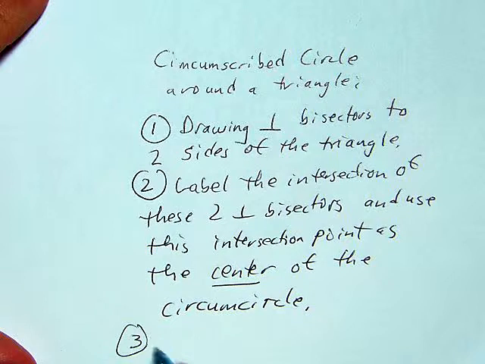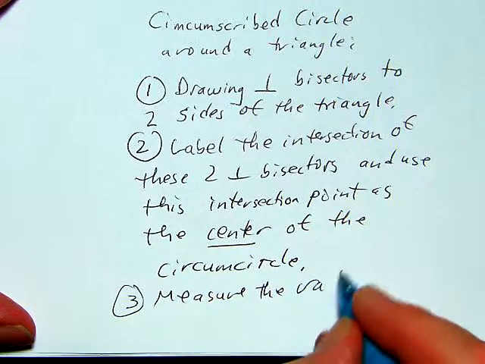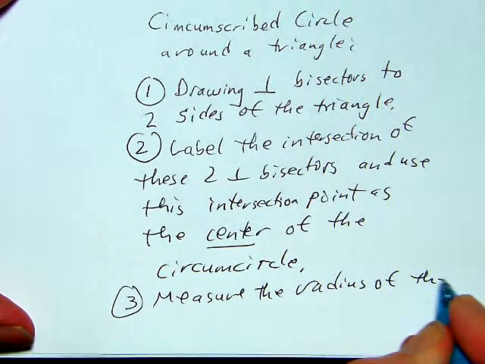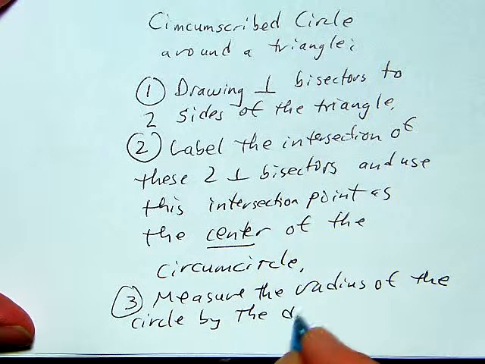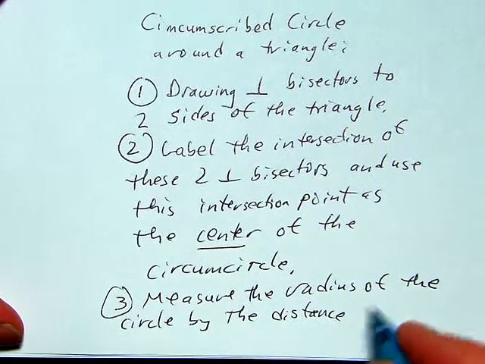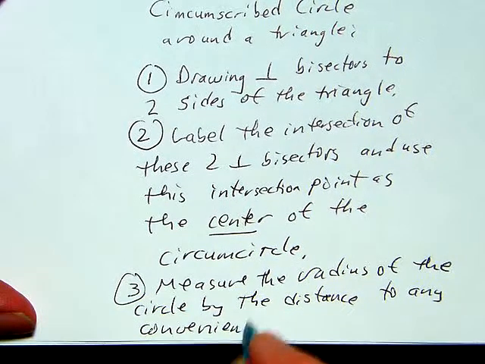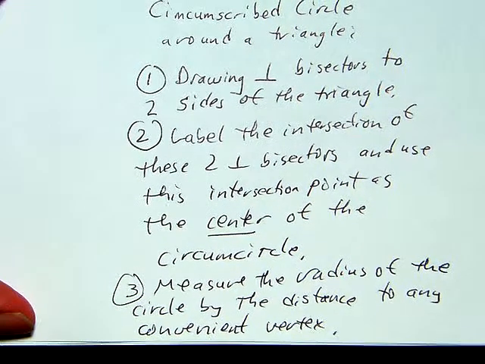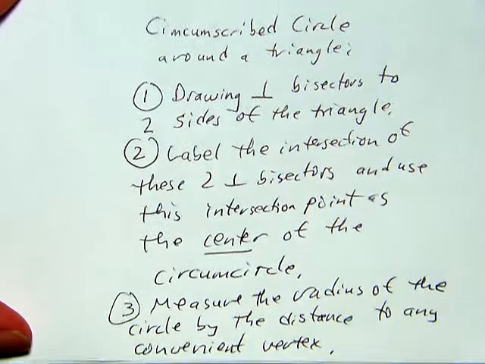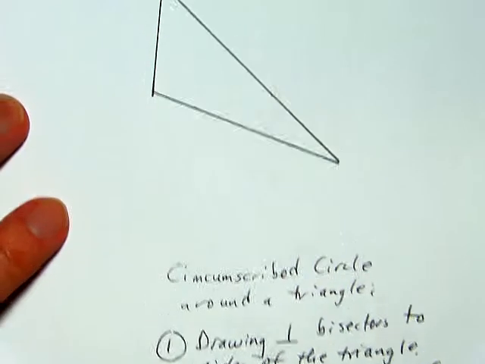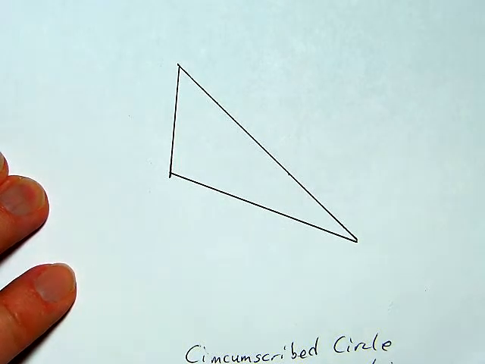And we're going to measure the radius of the circle by the distance to any convenient vertex. Okay, so these are the steps, and basically I'm going to go one by one. I'll describe the steps as I do them, and I hope you have the opportunity to follow along with your compass and your ruler or straight edge.